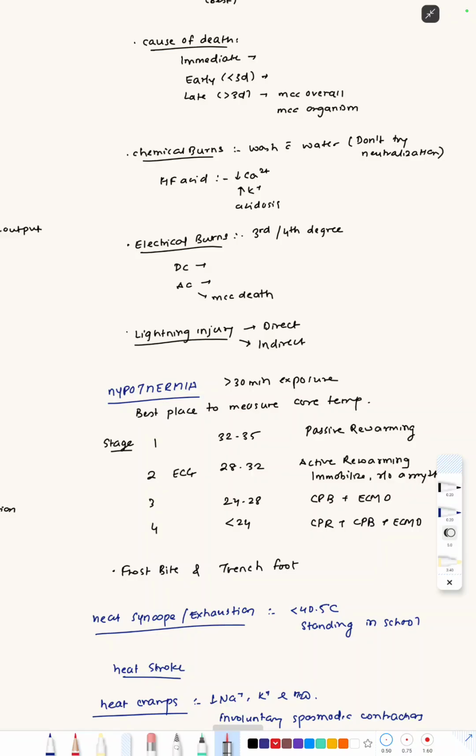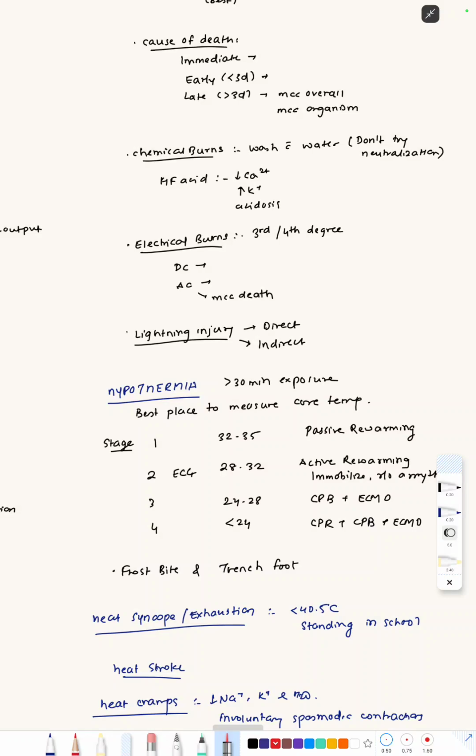In stage 2, there is impaired consciousness of the patient, shivering is not present. On the ECG, you can see the J waves or the Osborn waves. The temperature is 28 to 32 degrees Celsius, core body temperature. For here, active rewarming is required. Immobilize the patient, and there is a risk of arrhythmia.